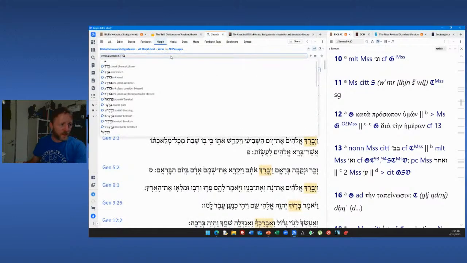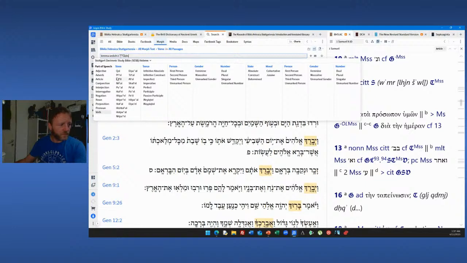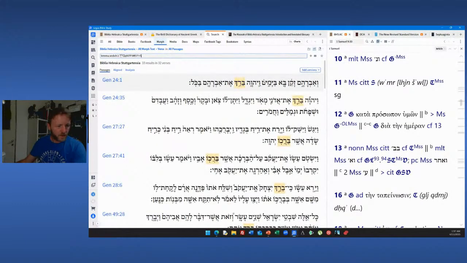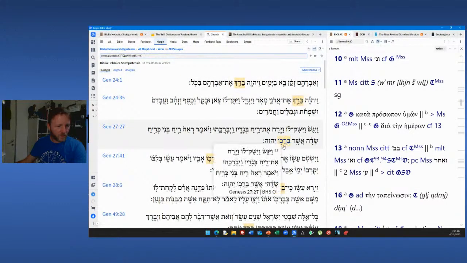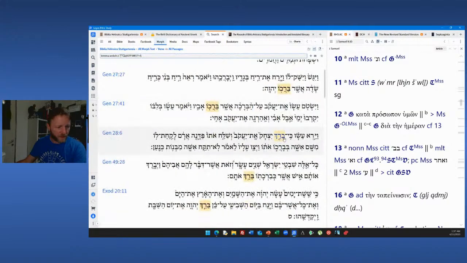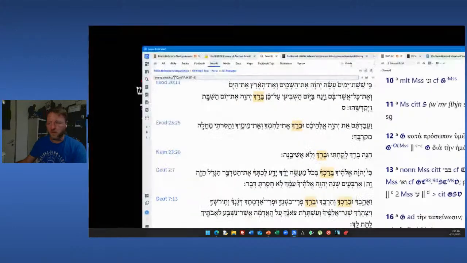So we hit verb, piel, perfect, third masculine singular, enter. Berach, beracho, he blessed him. We see the form. It's awful, terrible.